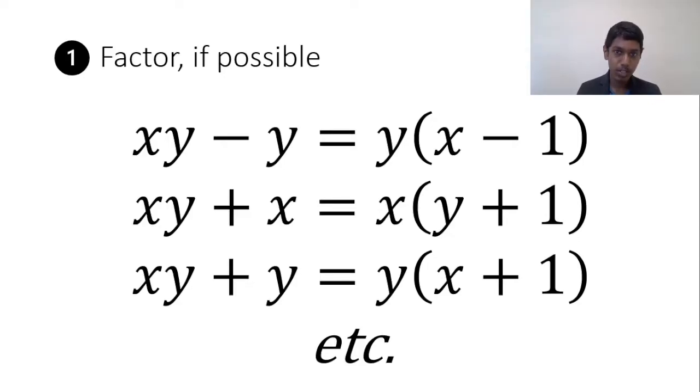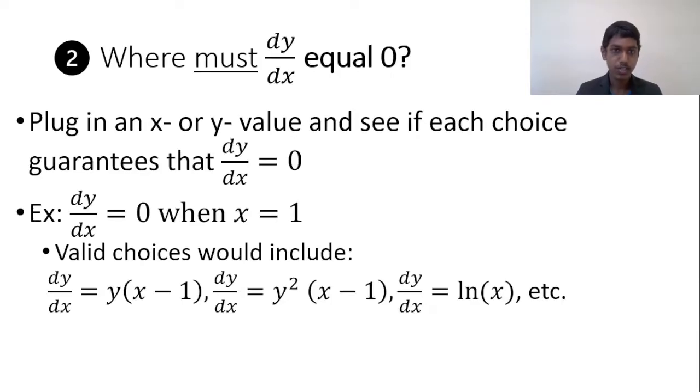First step, whenever you are looking at answer choices for these types of multiple choice questions, factor it out if it's possible. The reason, which we'll cover very soon, is that it allows you to see where the derivative will be zero a little bit faster. So factor, this is basic pre-calculus stuff. Here are some examples that I've pulled from exam questions.